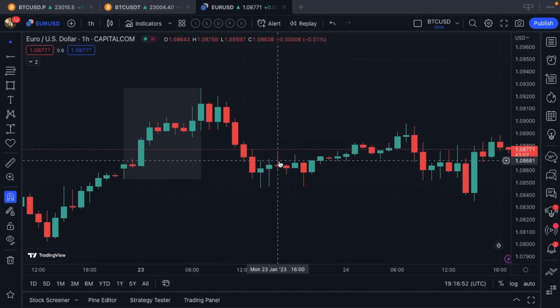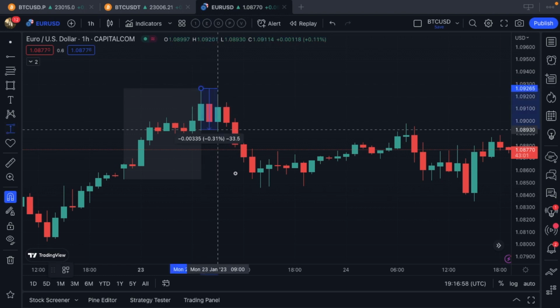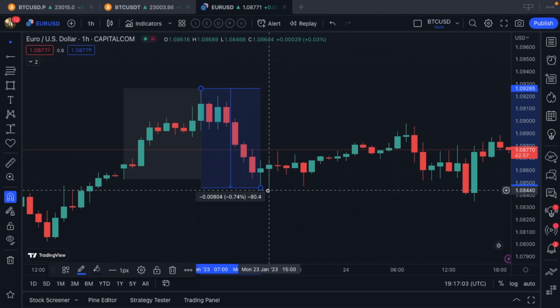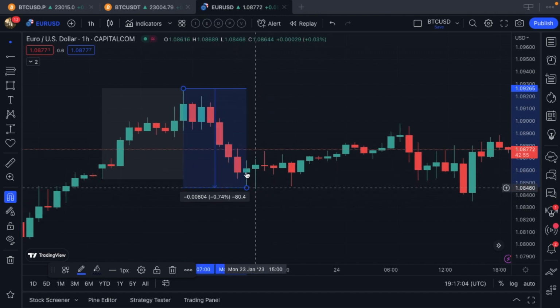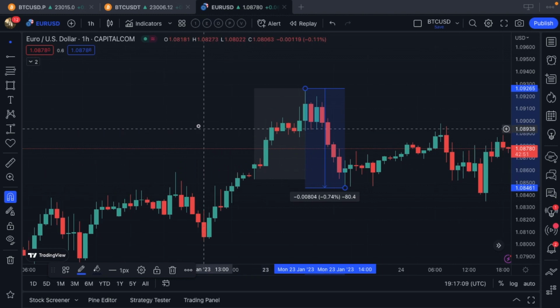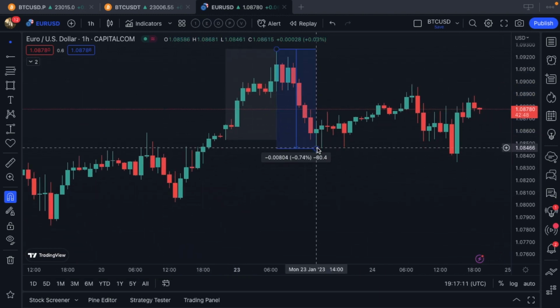So you could have traded this, and all you really need to do is measure this out. And here's 80 pips, an 80 pip move. So if you can find a reason to long this, it's a definite go.